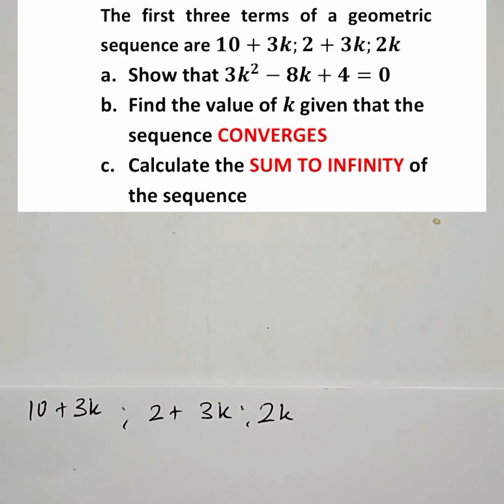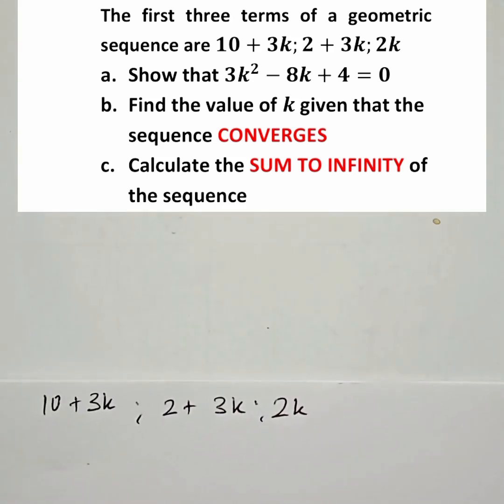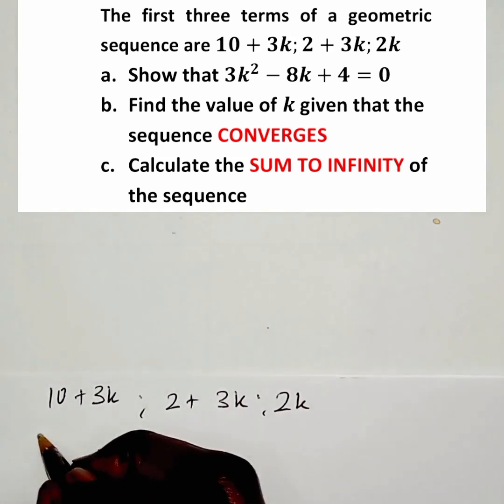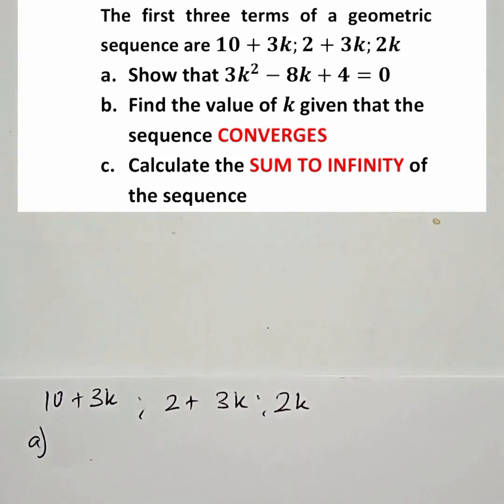In this math tutorial, we are talking about geometric sequences. Now the question for today reads, the first three terms of a geometric sequence are 10 plus 3k, 2 plus 3k and 2k. Now the first part of this question, that is A, we are required to show that 3k squared minus 8k plus 4 is equal to 0.